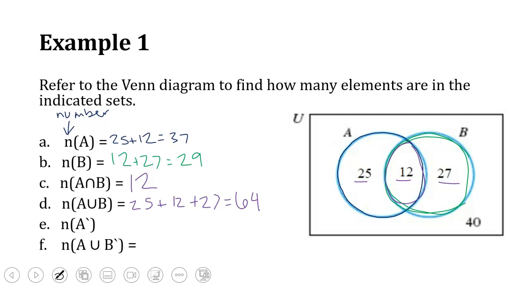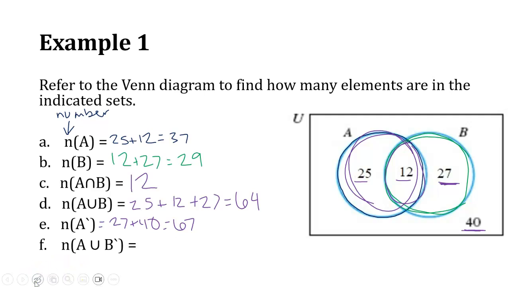Let's look at E. What is a number not in set A? Not in set A. So what is not in the circle? Well, I have 27 and don't forget this 40. So 27 plus the 40. So I have 67 not in set A.